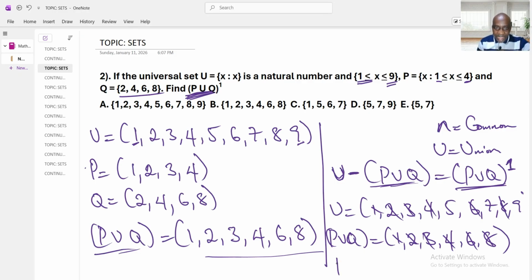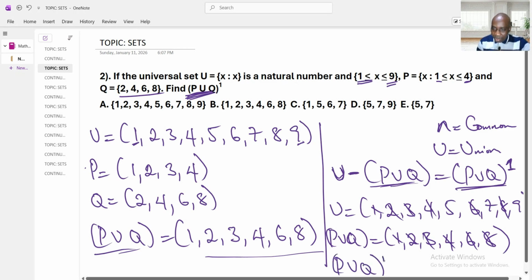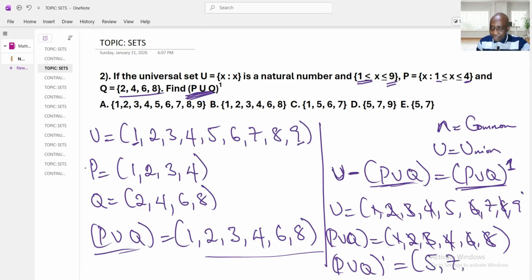Therefore, our final answer, raised power 1 equals to what? 5, 7, and 9 is our final answer. Do we have the option there? 5, 7, 9. Yes, 5, 7, 9. Option D is our final answer. Let's move to the next question.